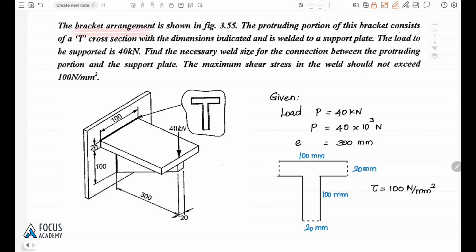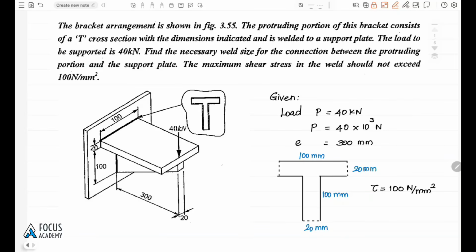The bracket arrangement is shown in the figure. The protruding portion of this bracket consists of the T cross section with the dimensions indicated, and it is supported by the plate. So the T cross section plate is welded to the vertical plate, and they have mentioned that in the welding these portions are welded except the smaller portions. The welded portions are marked here, 1, similarly 2, then 3. These portions are welded and the entire thing is given in the diagram.